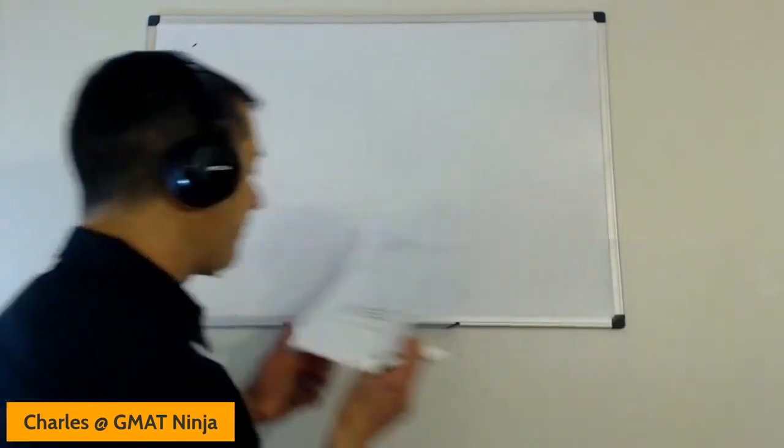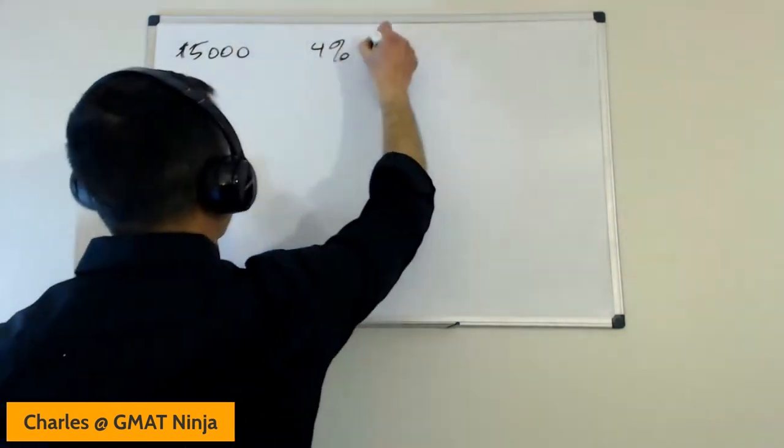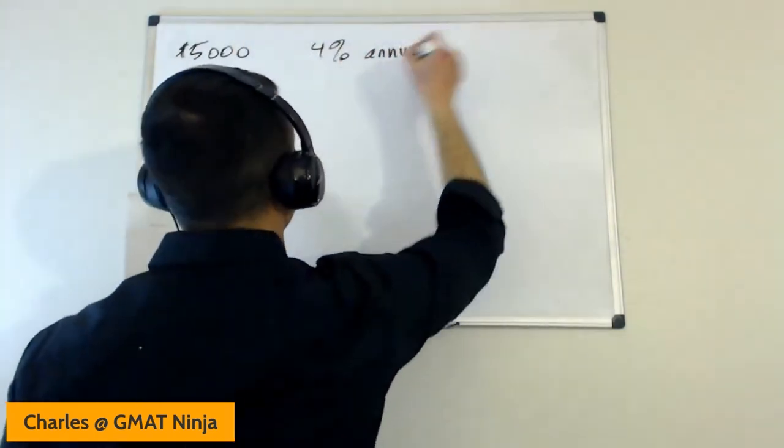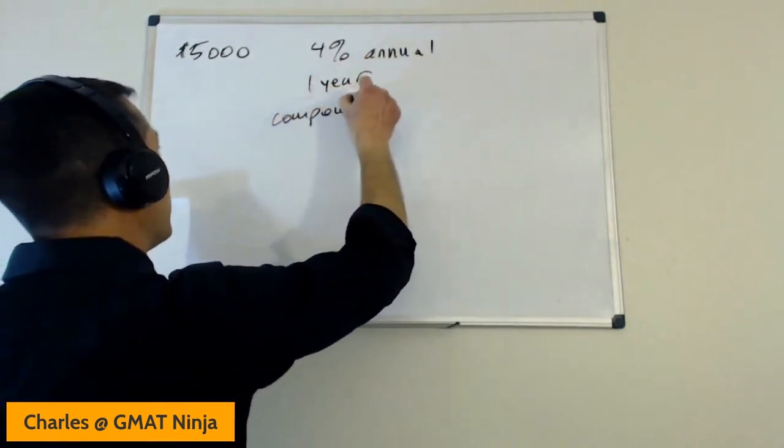First one here, we got a guy named Carol. Good Ukrainian name. $5,000. 4% annual interest. 1 year. Compounded semi-annually.